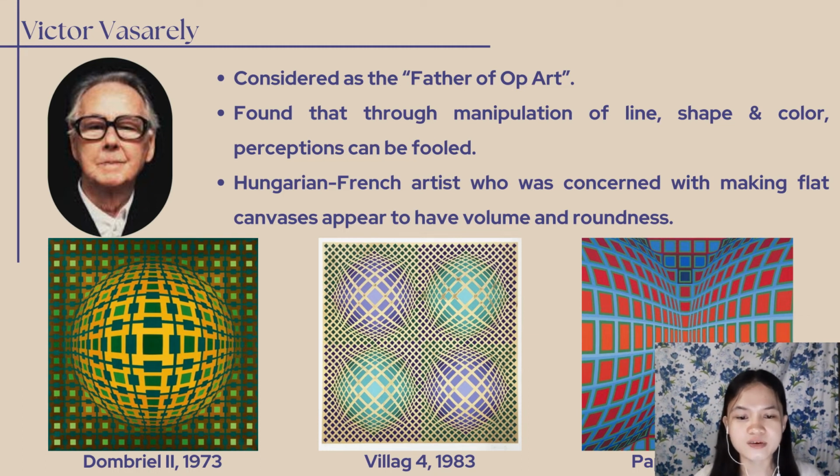Here are some of his artworks. First is the Dombriel II in 1973. The second one is the Villiag IV in 1983. And the third one is the Papillon in 1981. As you can observe, his artworks are flat canvases that appear to have volume and roundness.